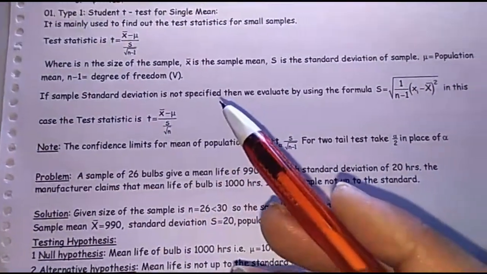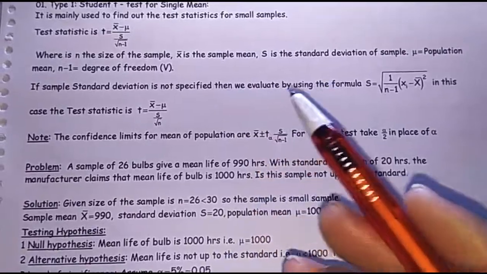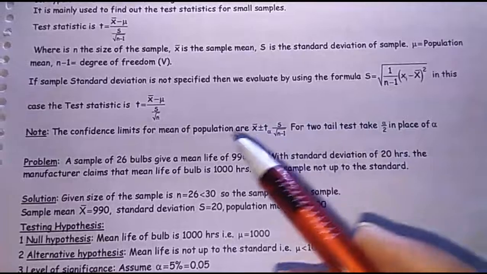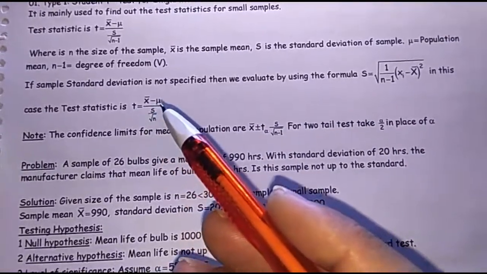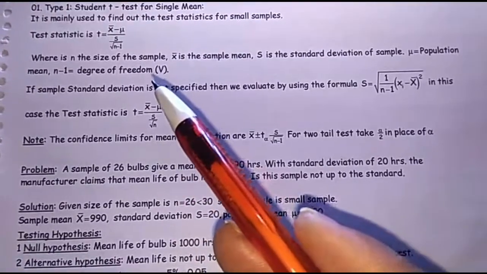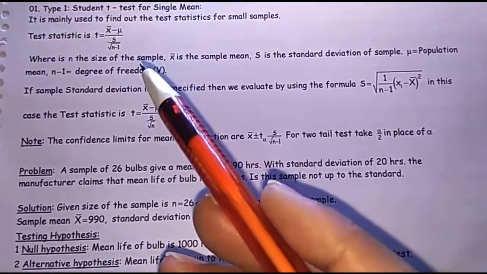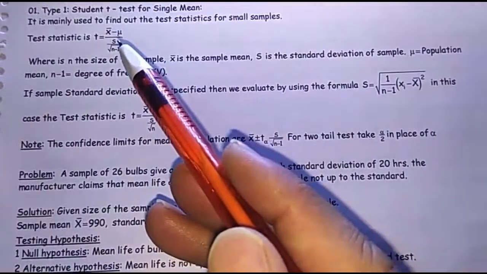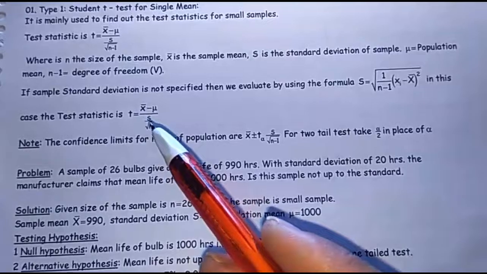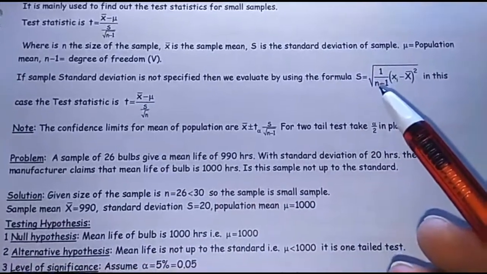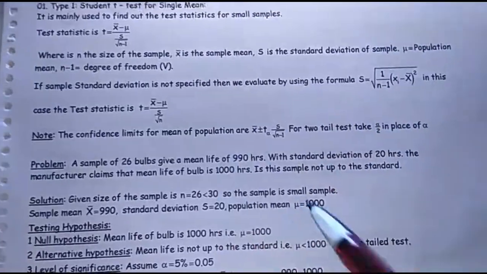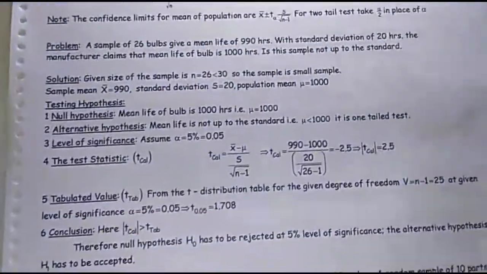If the standard deviation is not specified, we have to evaluate the standard deviation by using this formula. In that case, we have to take the test statistic t equals x bar minus mu divided by s divided by root n. That means in a problem, if we are given the standard deviation, we have to take this statistic. If not given, we have to take this test statistic, and first of all we have to evaluate that standard deviation by using this formula. Now take an example problem.